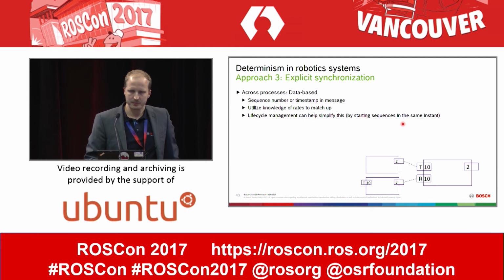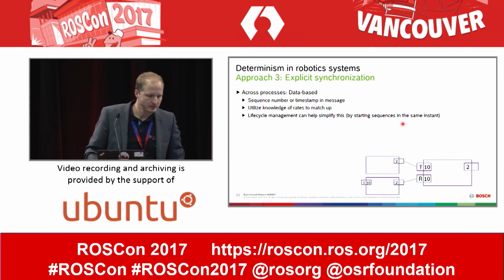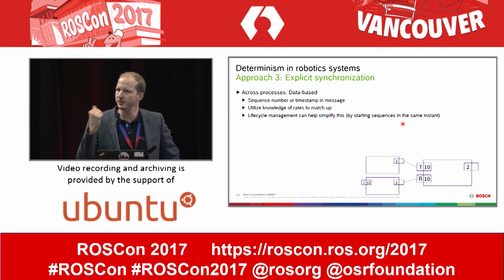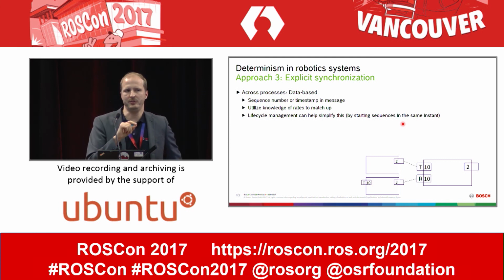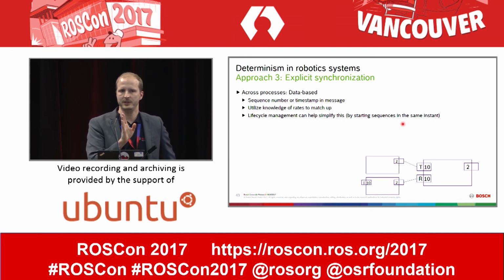And then, of course, the last approach, which is the one that's mostly used in ROS, is explicit synchronization. You put a sequence number or a timestamp in the message. Most people do this on the timestamp. But if you have the synchronized starts that I mentioned before, then you can actually do it on the sequence number. And this is also quite useful for many things. Also, when you don't have timestamps, you can still use the sequence number.